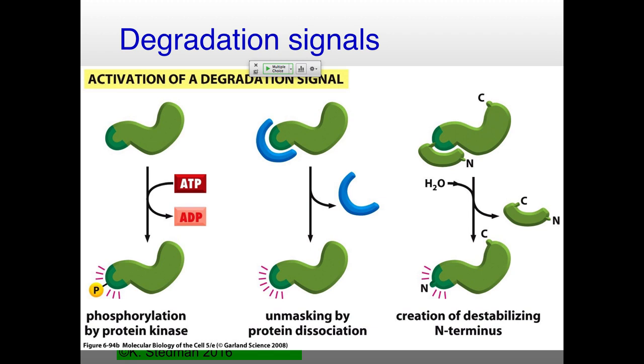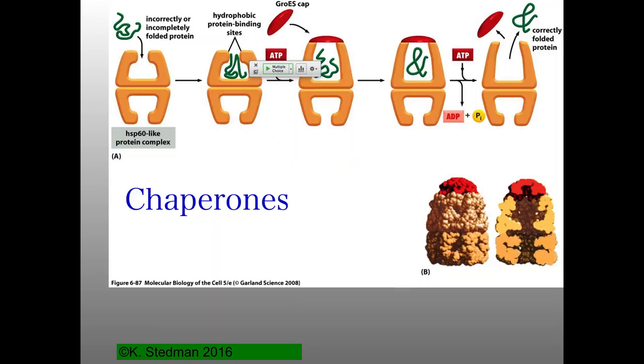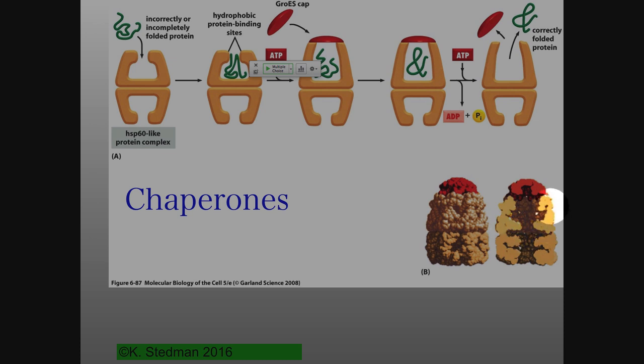What's it actually doing? People argue a lot about this, exactly how it functions. So it seems to take these unfolded proteins and refold them. How it does it is probably a reversible kind of interaction between hydrophobic patches that are on the inside. On the inside of this container, various hydrophobic interactions will interact with the hydrophobic pieces of the protein that are incorrectly folded.